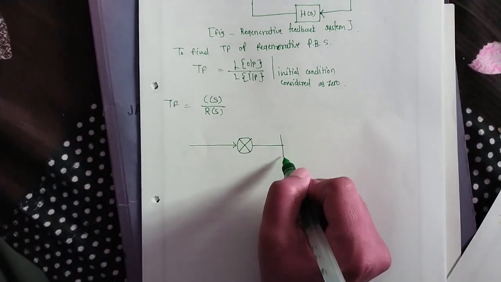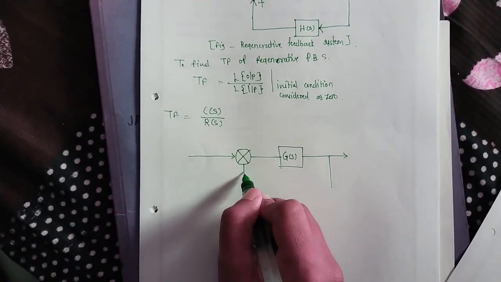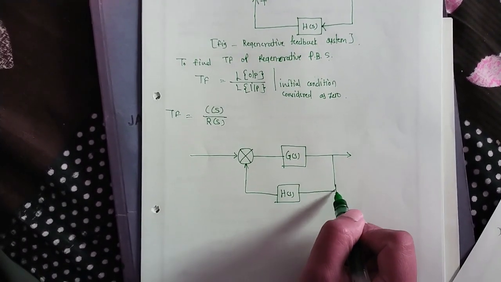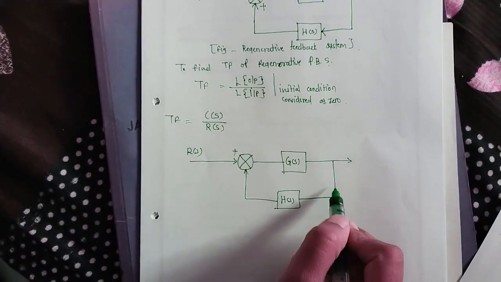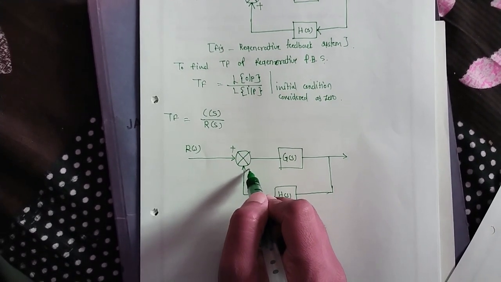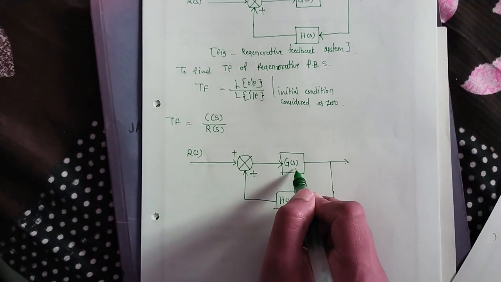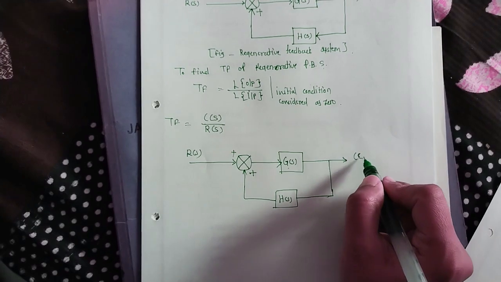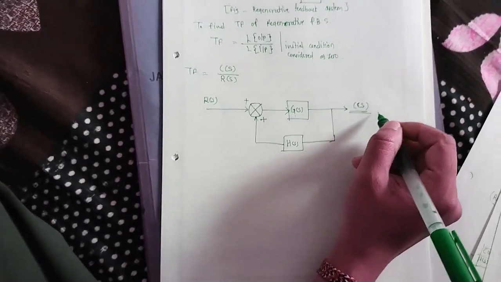This is your regenerative feedback system. This is your feedback path H of S. This is your input signal R of S, which is in positive form. For a regenerative feedback system, you are adding a feedback to the system. The output of the error detector is given as input to the G of S block, and the output of the G of S block is the total output of your feedback system, that is C of S.